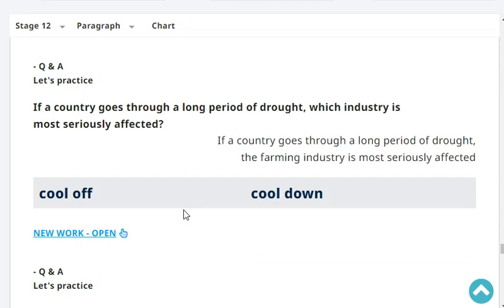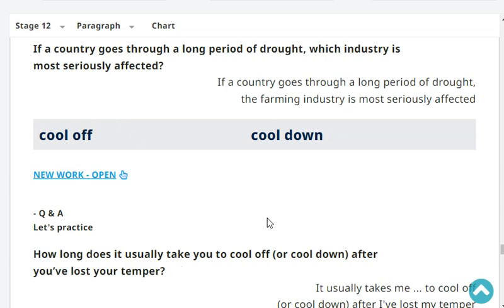If a country goes through a long period of drought, which industry is most seriously affected? If a country goes through a long period of drought, the farming industry is most seriously affected. Very good.